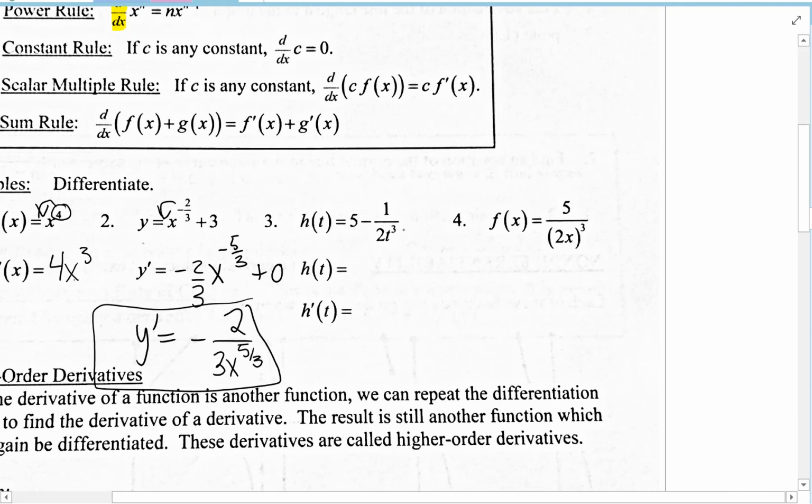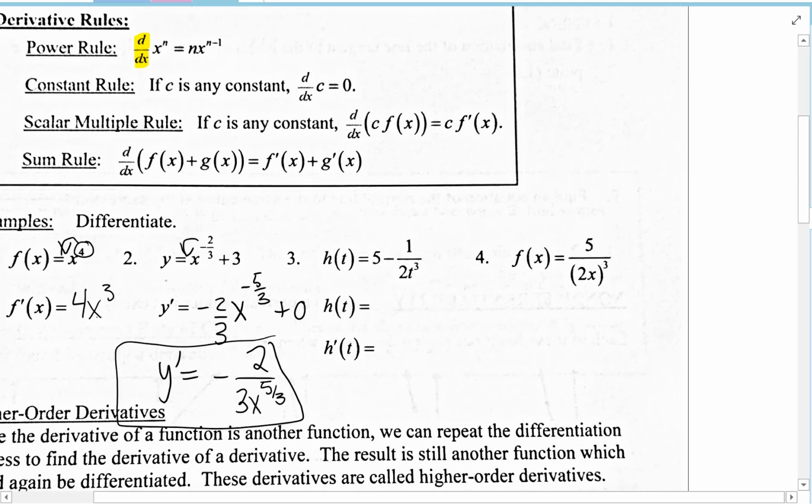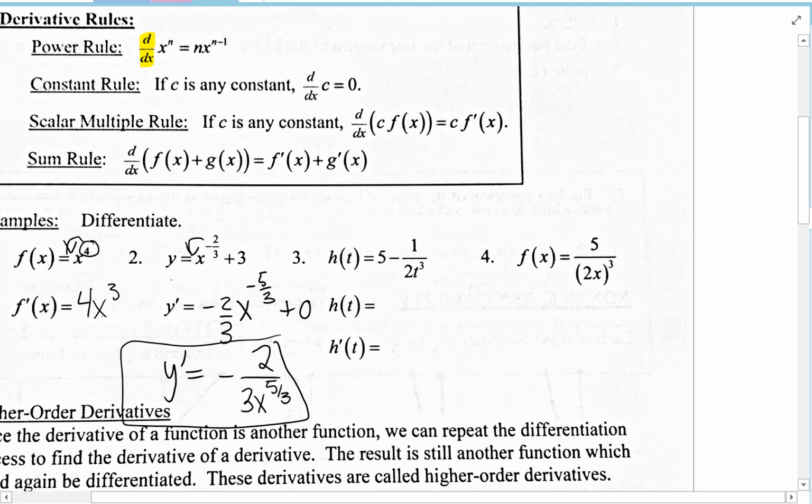H of t. Right now we have a fraction, which would require the quotient rule, but we're not studying the quotient rule right now. And actually, it might be easier if we use the power rule. So we can rewrite this function as 5 minus, now I could visualize this as 1/2 times 1 over t cubed. And then I want t cubed, which I'm going to differentiate. 1/2 being multiplied, that's just a scalar multiple, so that's really easy. But t to the 3, I'm going to bring to the numerator and now make it t to the negative 3. And now I'm going to derive.